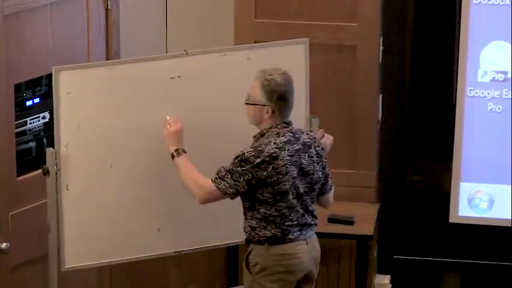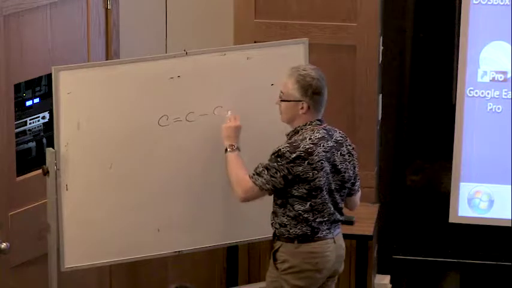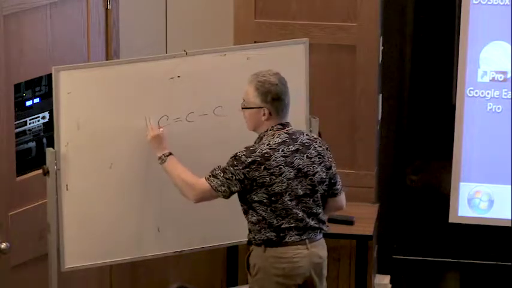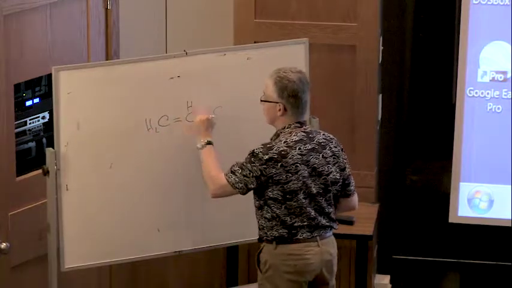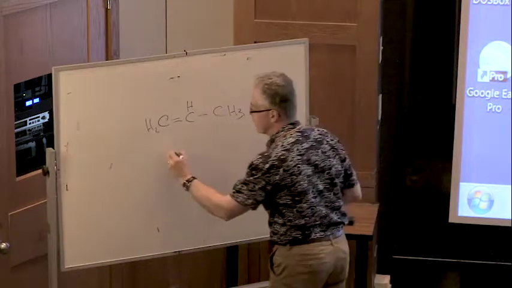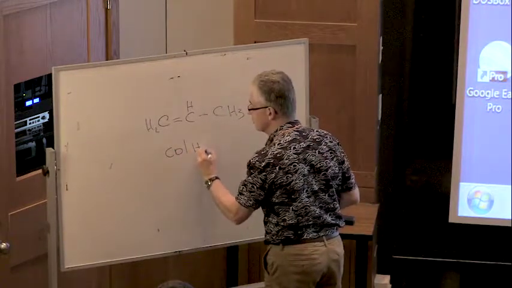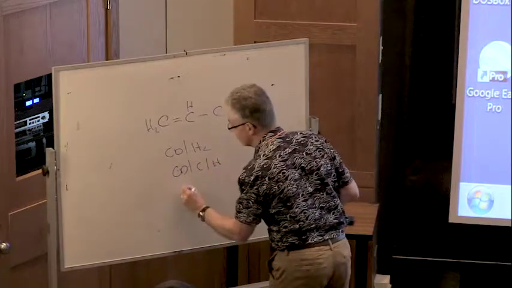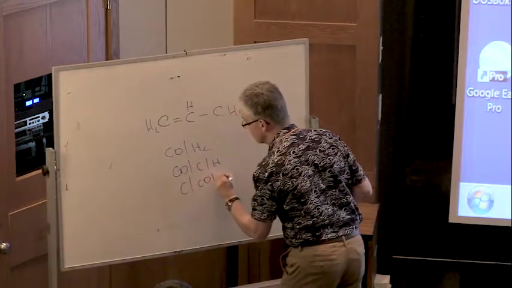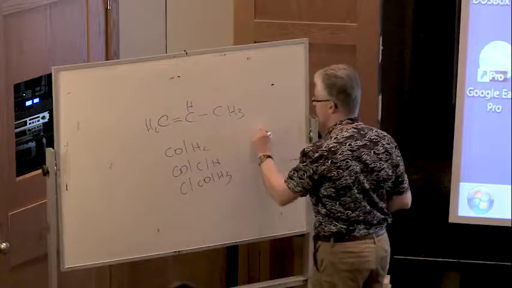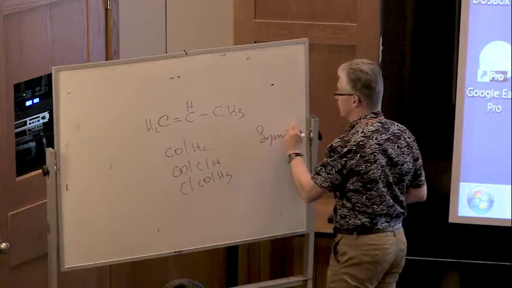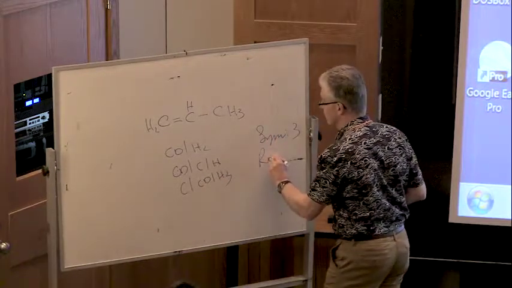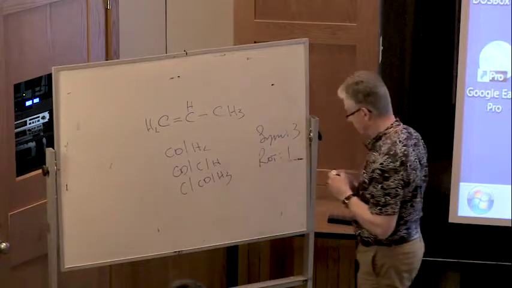So we have C bonded to double bond C, C. So we have H2, H, H3. So we have CD bonded to H2. We have CD bonded to C bonded to H, and we have C bonded to CD bonded to H3. Symmetry is 3, and rotors 1.